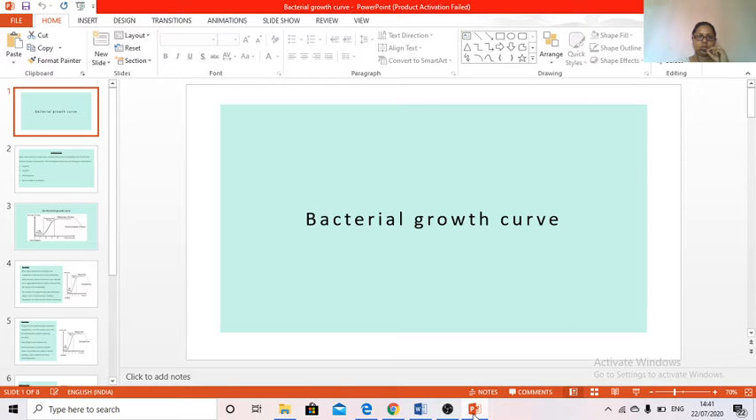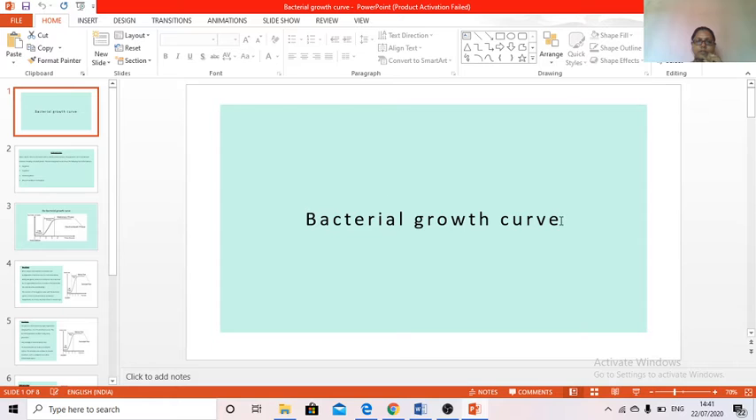Hello students. Today in this video, we will discuss the bacterial growth curve. A bacterial growth curve is a graph of bacterial growth. It describes the different stages that bacteria go through against time while plated into a medium, and it shows how bacteria of different genus and different species take different durations for their growth and multiplication.